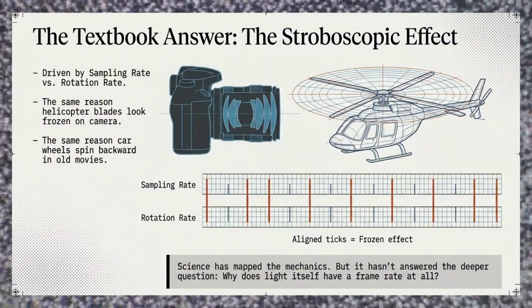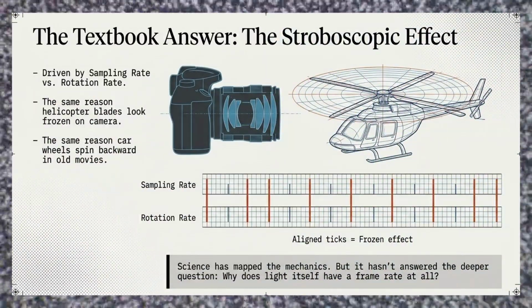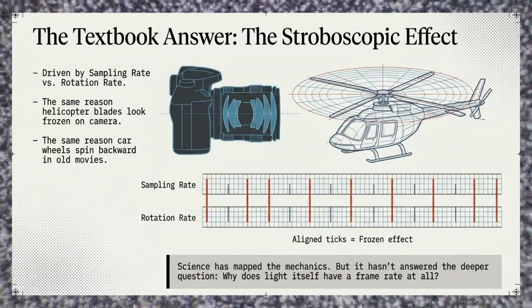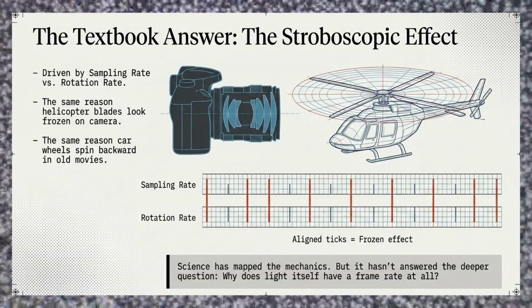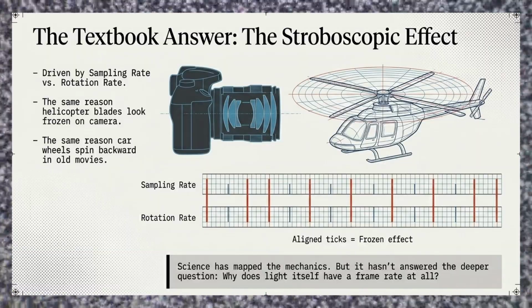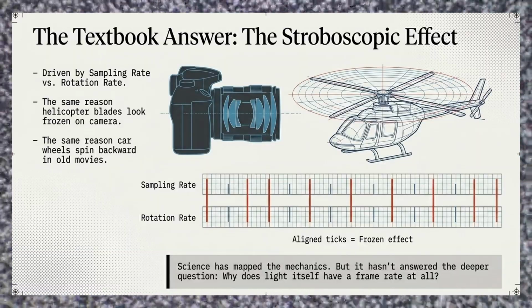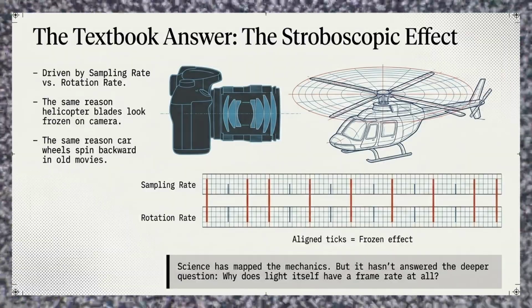Scientists call this a stroboscopic effect. Sampling rate versus rotation rate. The same reason a helicopter blade looks frozen on camera, or a car's wheels look like they're spinning backward in old movies. That's the textbook answer. Fine, but why does light itself have a frame rate at all? Here's where the boring explanation stops being boring.